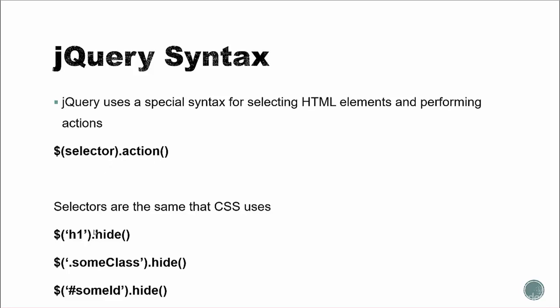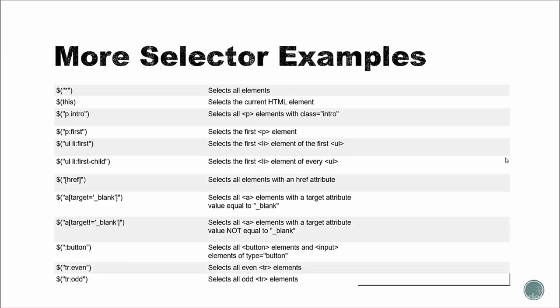We can stick the actual element in there, like you can see here. We have an H1, so this will take all H1s on the page and apply the hide action. We can also use classes with a period and IDs with a number sign. And then there's a lot of other selectors we can use as well. So this is from the documentation. You can see this asterisk here. This is going to select all elements on the page.